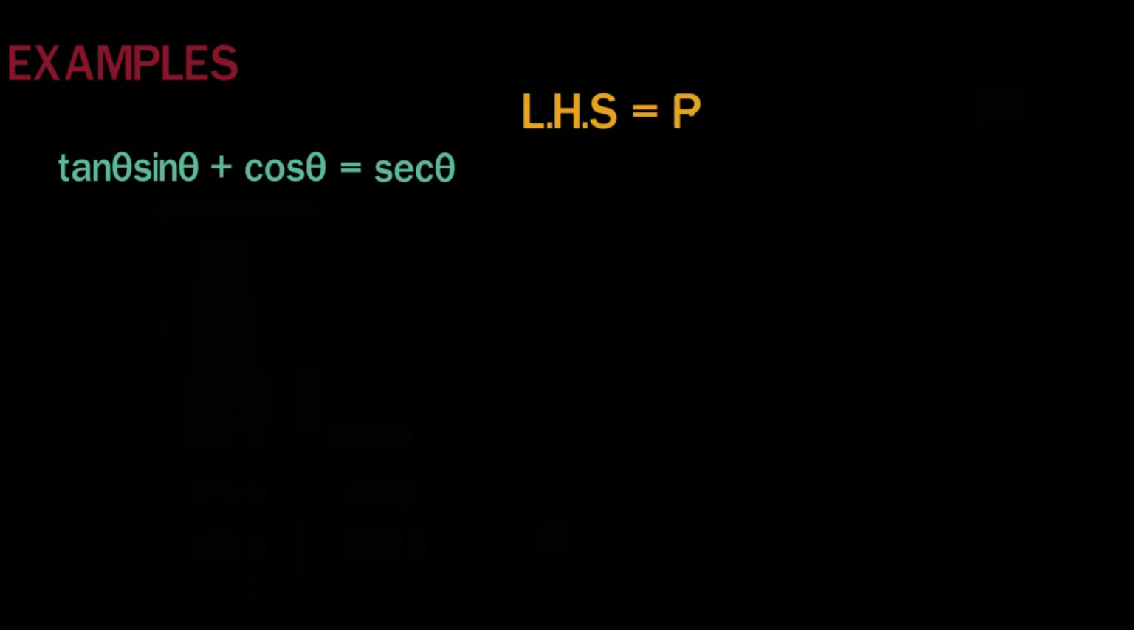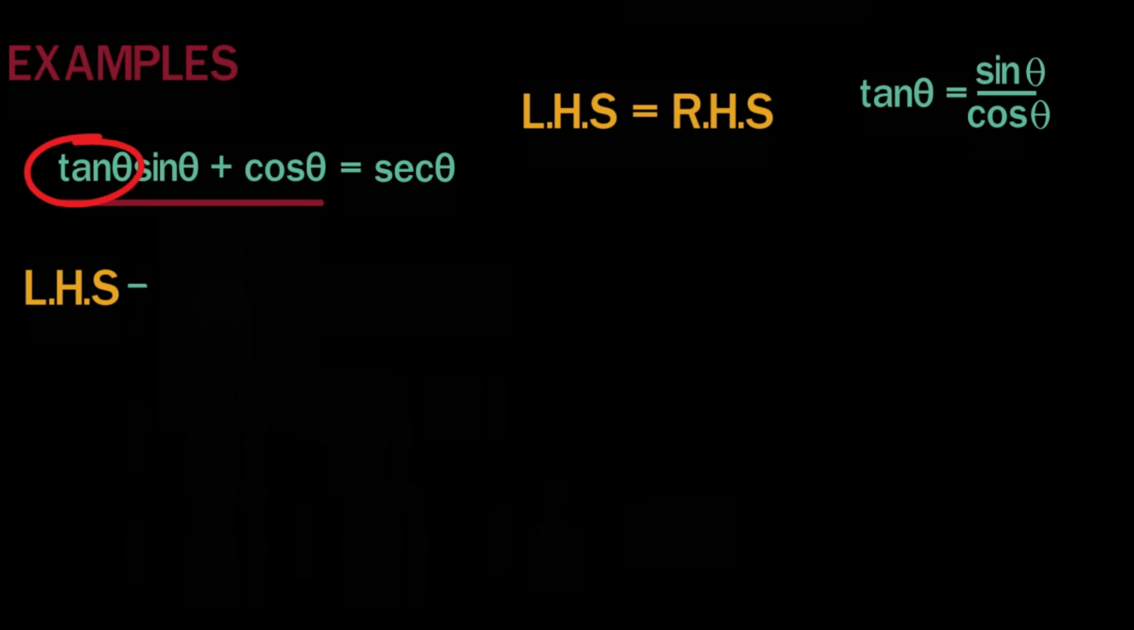For example, let's say we have tangent theta times sine theta plus cosine theta equal to secant theta. We want to prove that the left hand side equals the right hand side. First, we know the left hand side is tangent theta multiplied by sine theta plus cos theta. We change the tangent theta into the trigonometric identity, sine theta over cos theta, multiplied by sine theta plus cos theta.